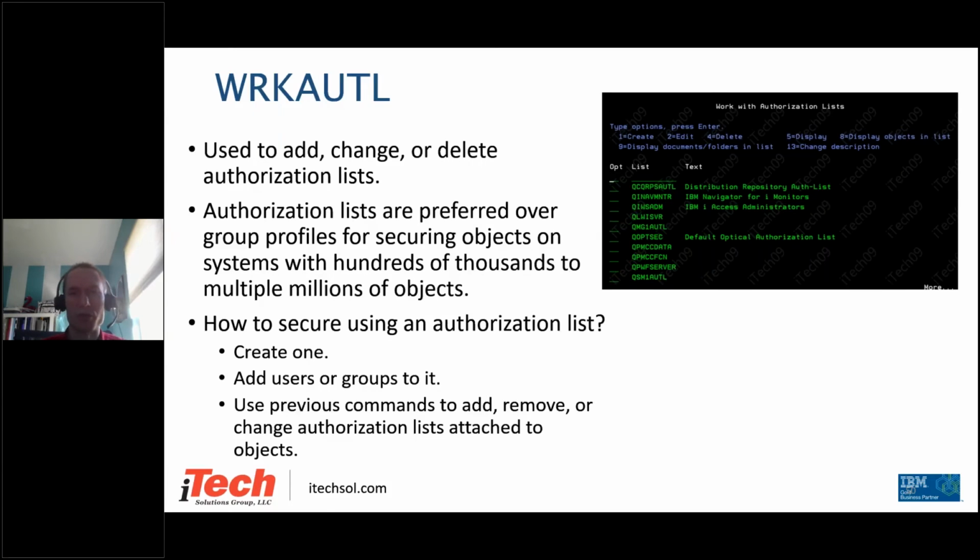What's nice is that with an authorization list, you can put a public authority on it. So if you wanted public to be excluded and you attach an authorization list to an object, you can set the authority of public to a value called *AUTL, and then it's going to determine the public authority by what the public authority is set to on the authorization list. So really a great way to secure objects once you get to the point of having lots and lots and lots of them on the system.